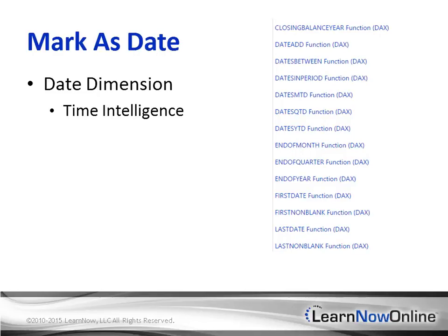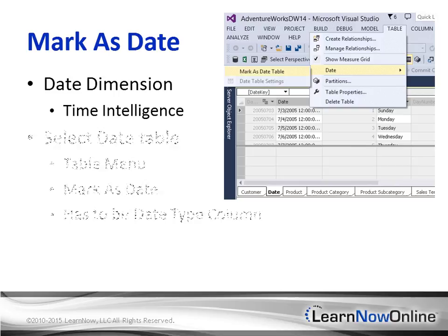In order to enhance the dimensions in the tabular model, we're going to look at a couple of options. The first is mark as date. In order for time intelligence to work properly in the tabular model, the date dimension needs to be marked as date. This enables year to date, month to date, or parallel period and other time functions to be used with the DAX language. DAX stands for Data Analysis Expression Language and is used for calculations in the tabular model.